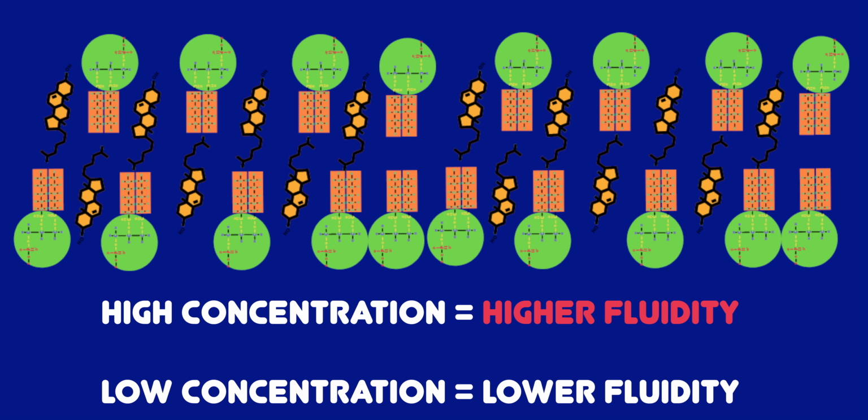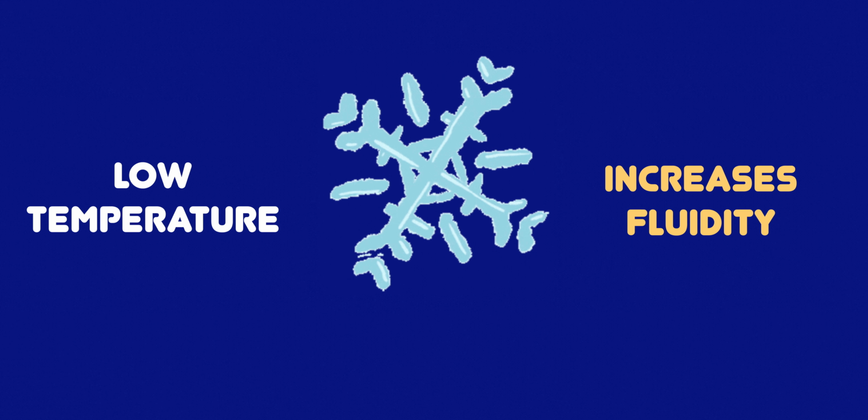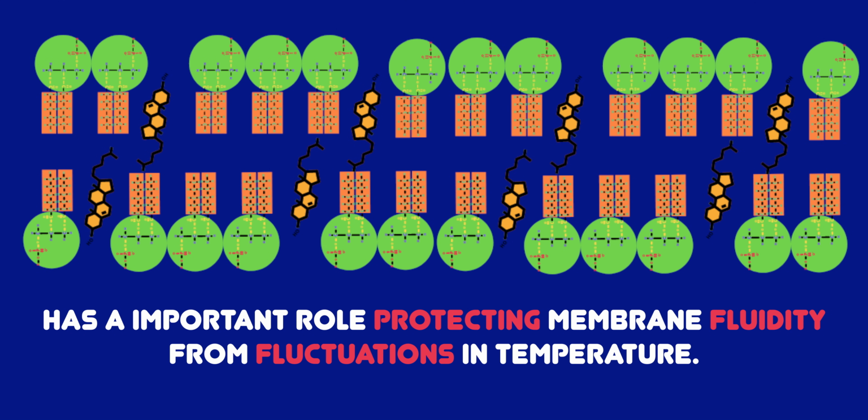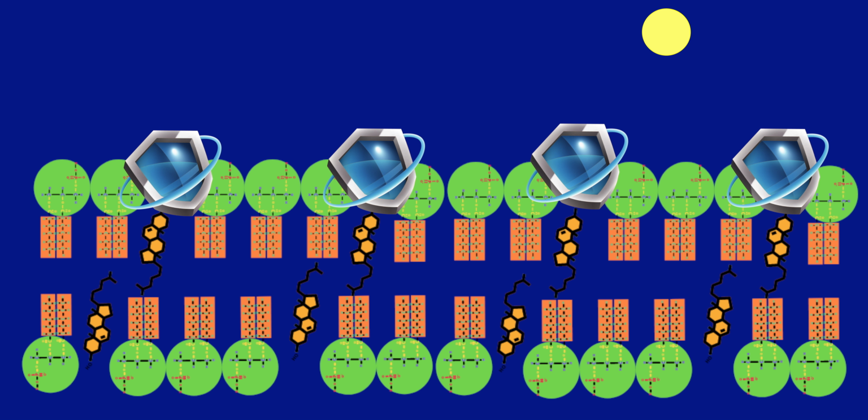It also does something very interesting at different temperatures. At high temperatures, cholesterol helps reduce fluidity, and at low temperatures, it increases the fluidity. In this way, it has an important role protecting membrane fluidity from fluctuations in temperature. It also acts as a barrier, fitting in the spaces between phospholipids, preventing water-soluble substances from diffusing across the membrane.